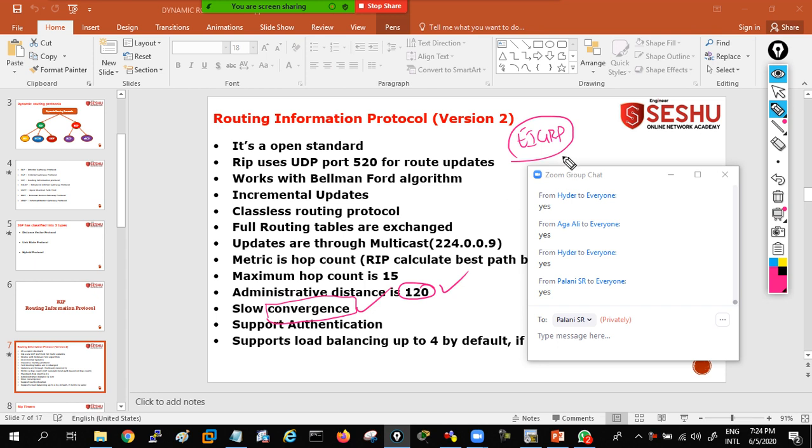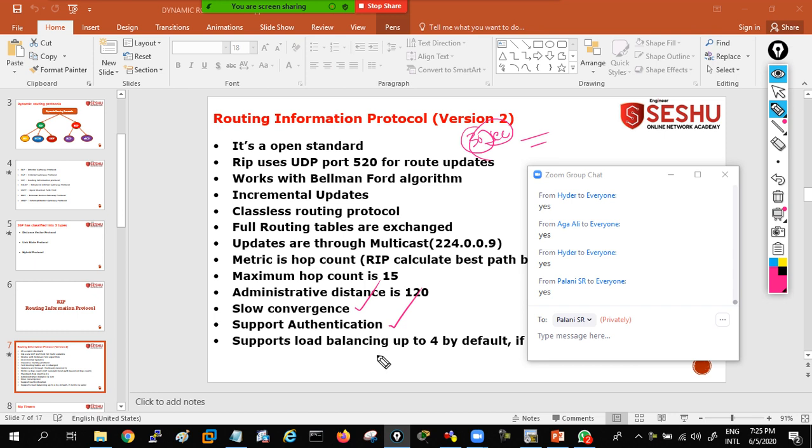Now, slow convergence is not like other routing protocols. In case you delete some routes in your routing table, it will wait for 30 seconds to update. You understand, guys? It will wait some time to send the update to other routers, so other routers still feel that the route is there. Immediately it will not do it. Are you clear, guys? That's called a slow convergence protocol. It's not a fast convergence. Then it supports authentication. I'll show you authentication in a few seconds.